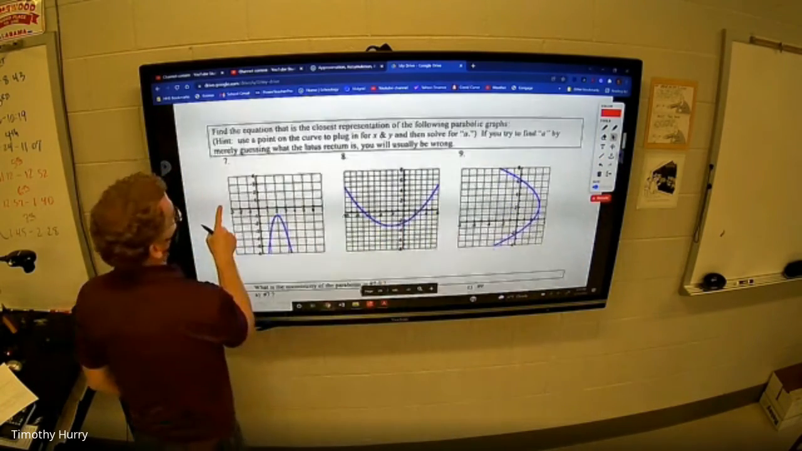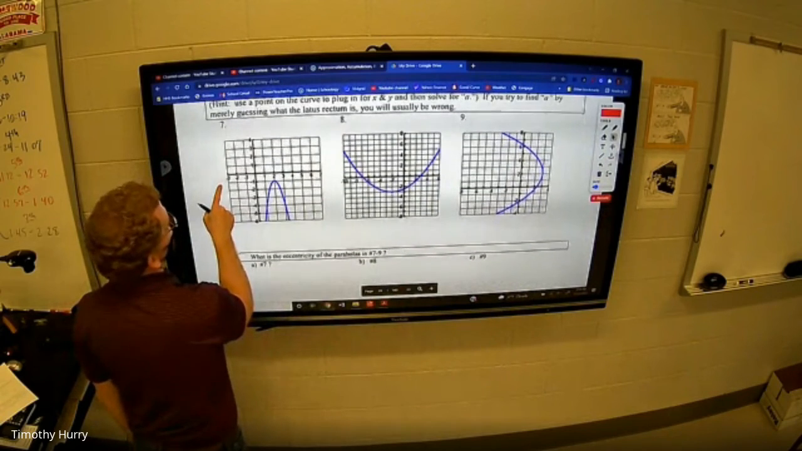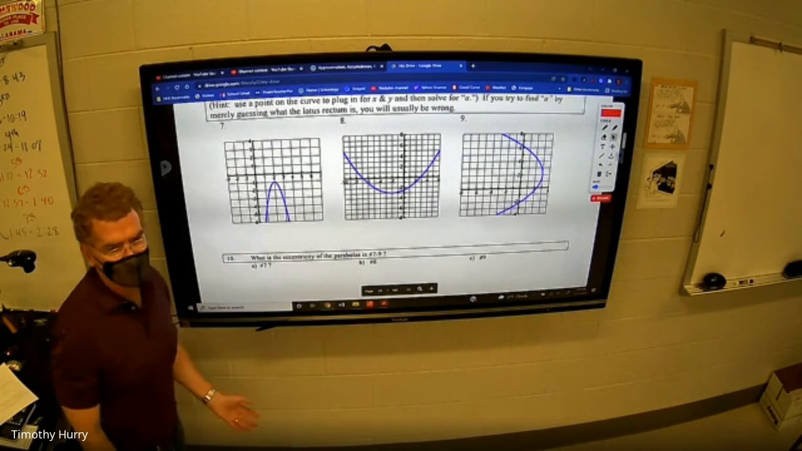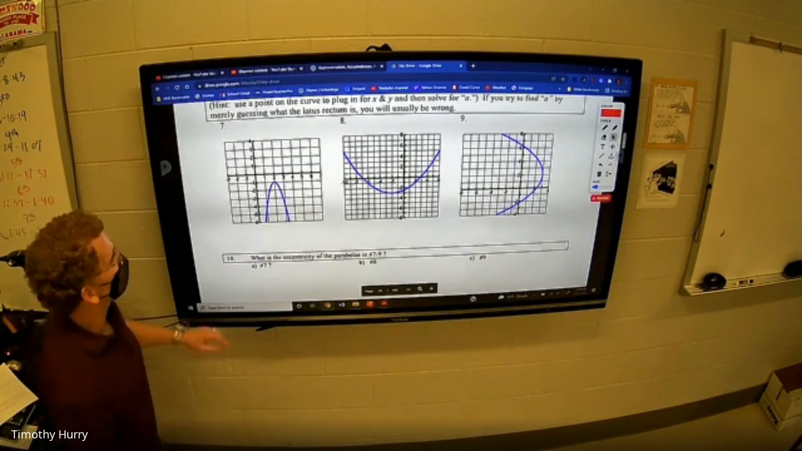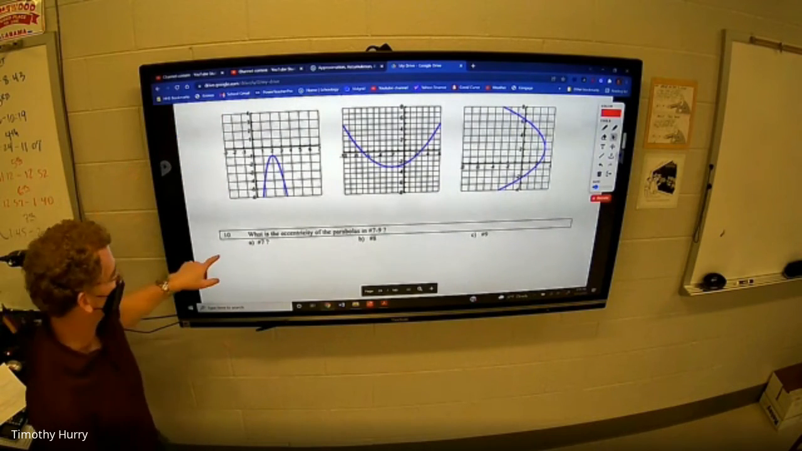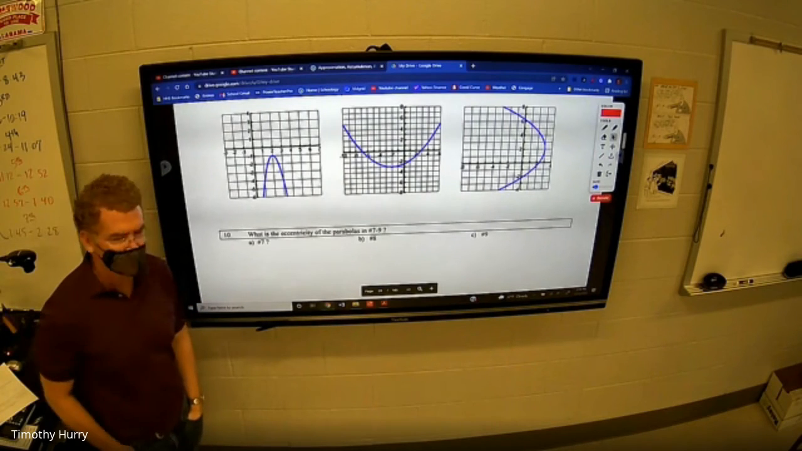Right here. Find the equation that's the closest representation. And remember, if you try to find a by guessing with the latus rectum, it's a good chance you're going to be wrong unless you're lucky. But before we even do that, because we might run out of time by the end, what is the answer to all of the problems in number 10?